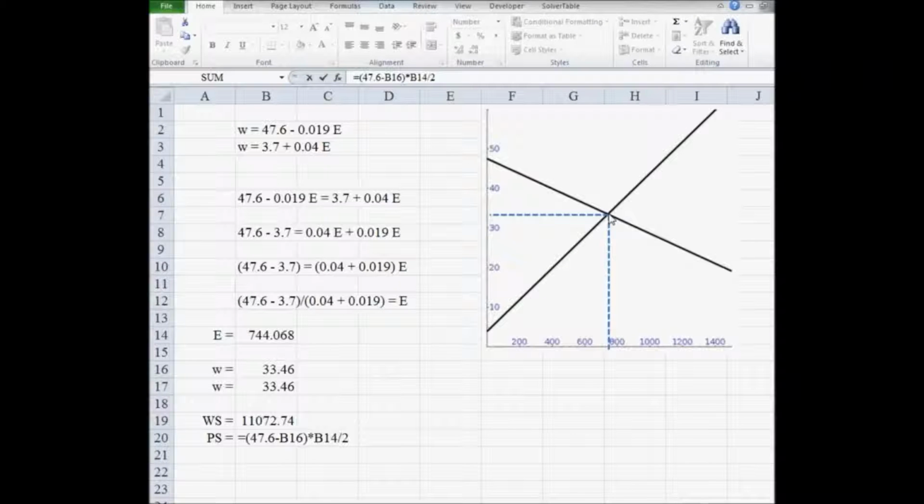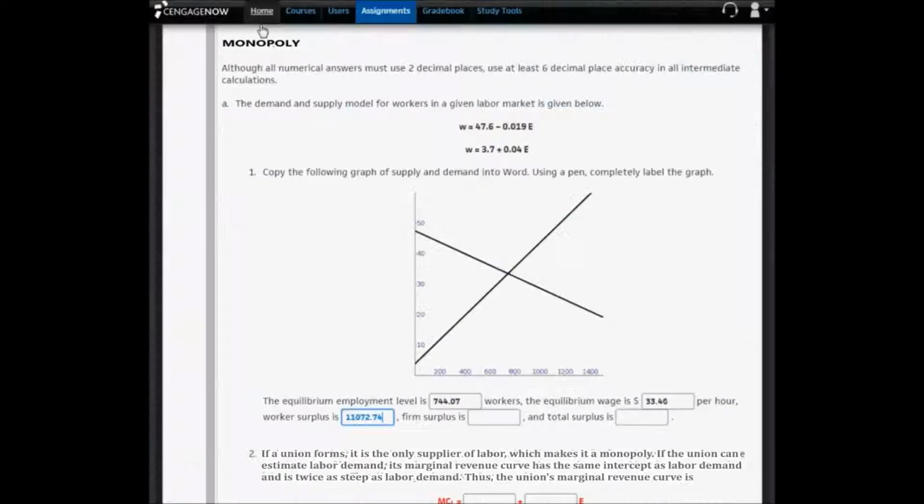To calculate that area, we take the intercept of demand, which is 47.6, and subtract off the equilibrium wage, which is 33.46. We take that difference and multiply it by the height of the triangle, the equilibrium quantity of employment, and then divide by 2, and we get a producer surplus of $5,259.55.